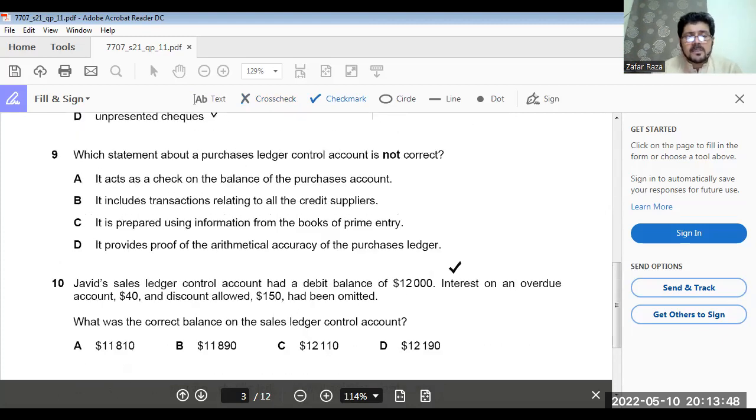Number 9. Which statement about purchase ledger control account is not correct? Incorrect statement. It acts as a check on the balance of the purchase account. Option A is doubtful. It includes transactions relating to all credit supply. Yes. It is prepared using information from the books of prime entry. Yes. It provides a proof of ultimate purchase. Oh, yes.